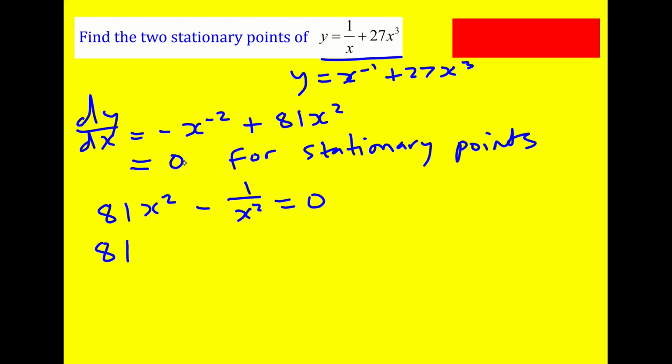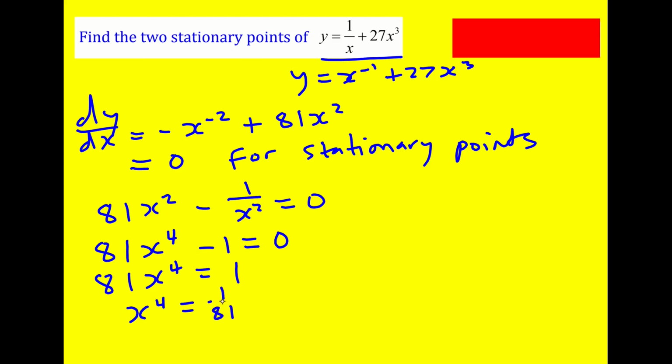X can never equal 0 here. The gradient would not be defined and the function would not be defined. So we're okay, we can just multiply through by x squared. We don't need to account for when x can equal 0. We're going to get 81x to the 4 minus 1 is equal to 0. 81x to the 4 equals 1. X to the 4 is equal to 1 over 81.